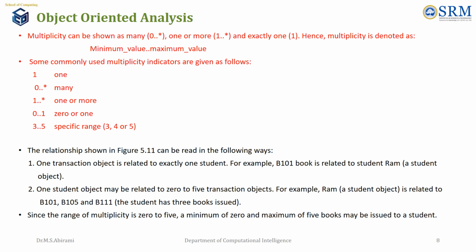Some commonly used multiplicity indicators are given as follows. 1 represents 1, many is 0..*, 1 or more means 1..*, and 0..1 means it may be either 0 or 1. And 3..5 is a specific range we can represent, from 3 to 5, meaning we can give the minimum value as 3 and maximum value as 5.